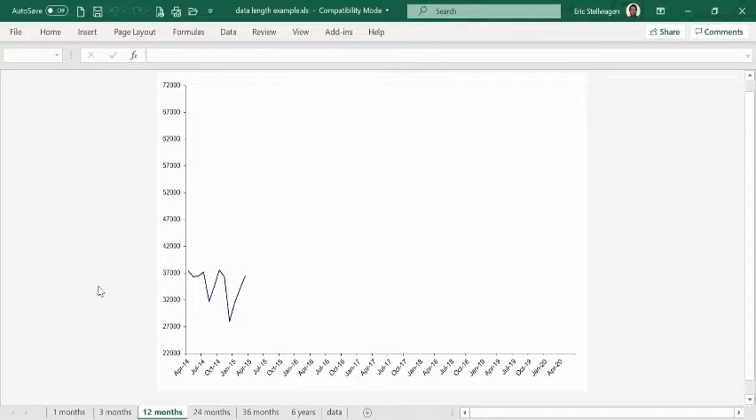I'm looking at it, and I certainly notice that it wiggles. Is it going up and down because it's seasonal? Or is it going up and down because it's simply fluctuating? Those ups and downs are kind of random.